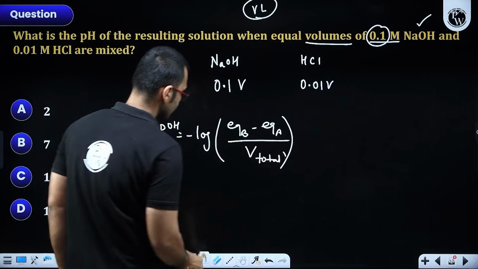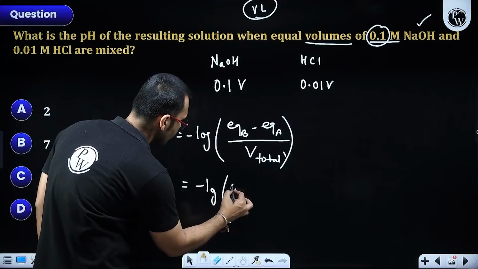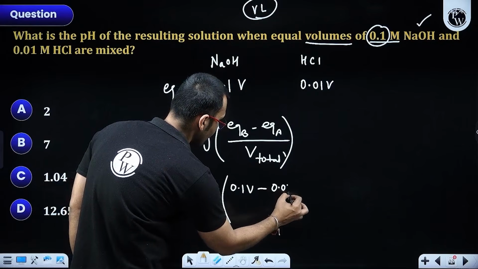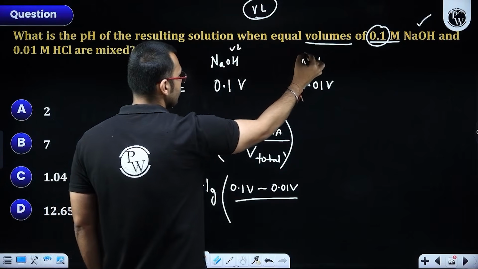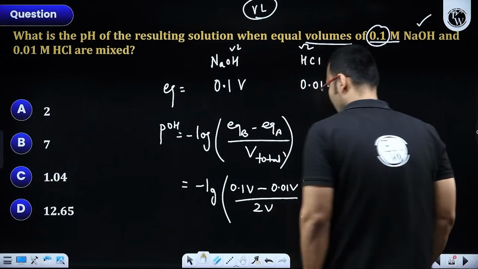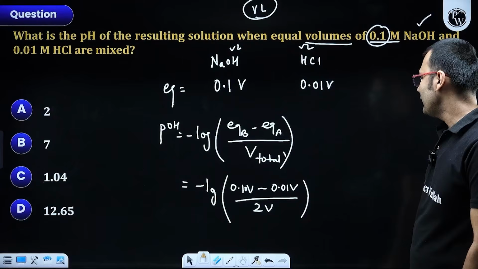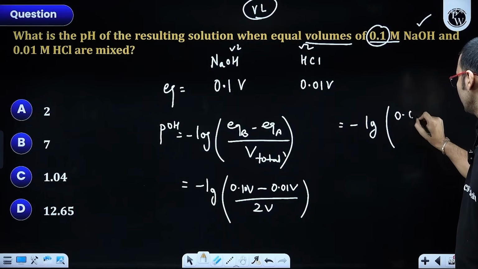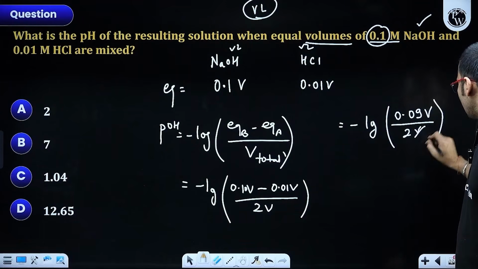Now just do the calculation. Minus log of equivalents of base, here 0.1 V, minus equivalents of acid, here 0.01 V, over total volume V plus V. V liter this, V liter this, so 2V. Of course, V will be cancelled here, and 0.1 V minus 0.01 V will be 0.09 V. So this is minus log of 0.09 V upon 2V. V cancelled, right?